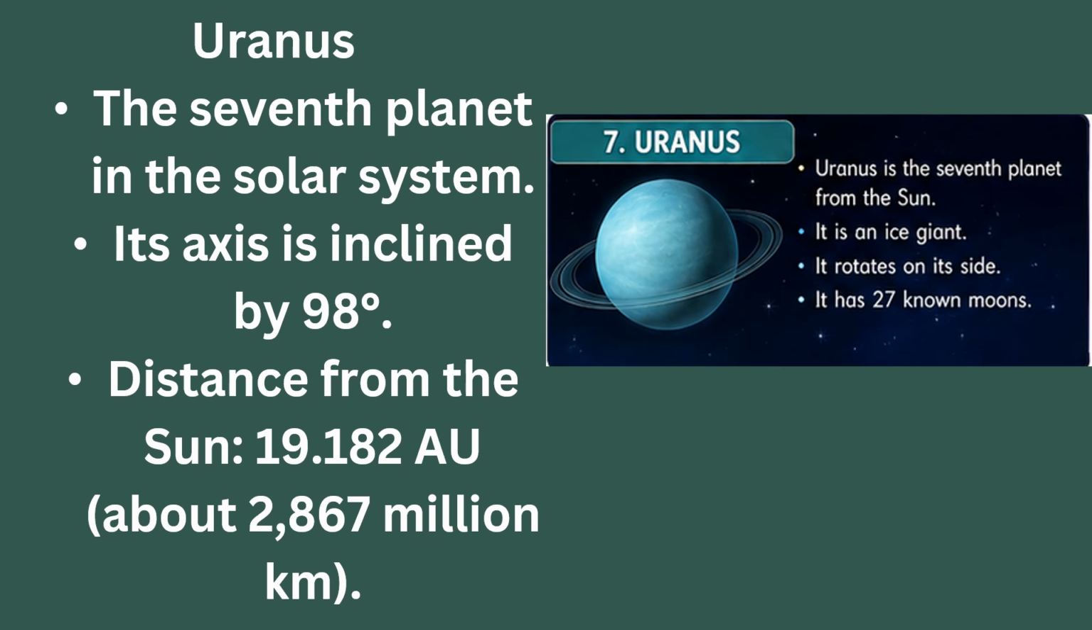Uranus. Uranus is the seventh planet in the solar system. Its axis is inclined by 98 degrees. The distance from the Sun is 19.182 AU, and it is an ice giant. It rotates on its side. It has 27 known moons.